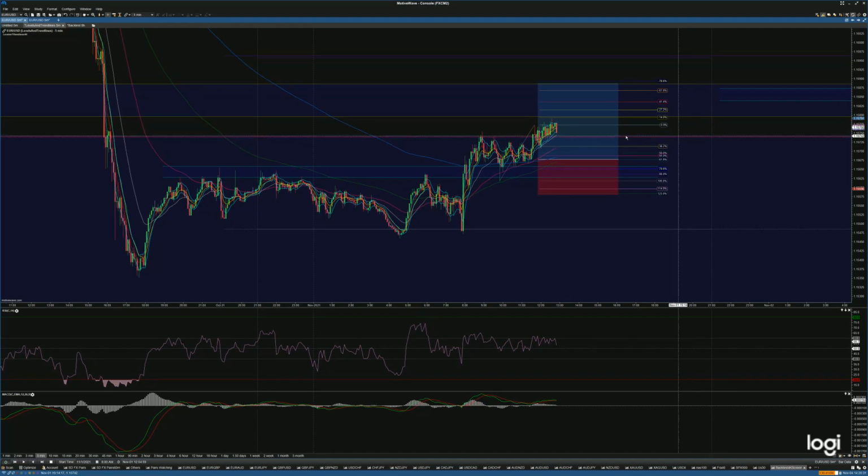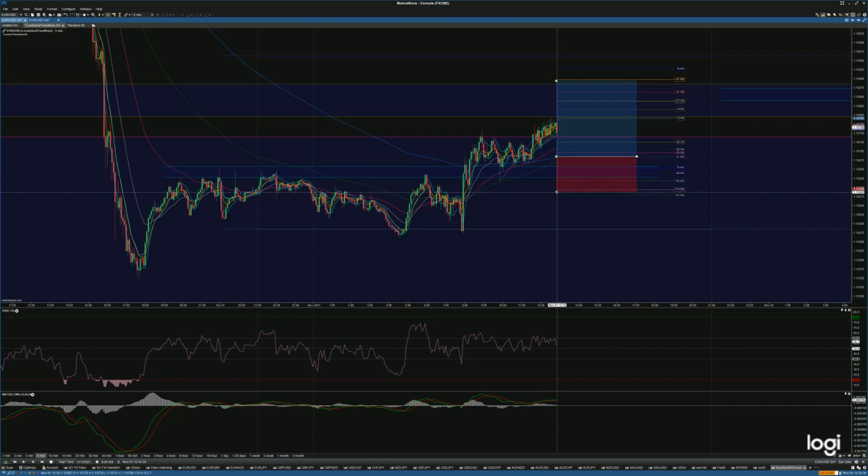And as obviously price continues higher, I adjust my parameters accordingly. And I kept that. I always go for just below levels, so something like that.